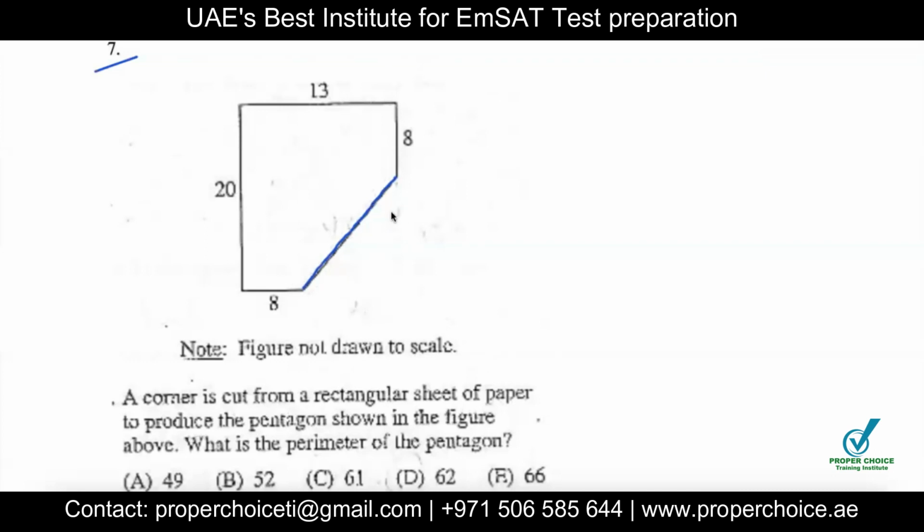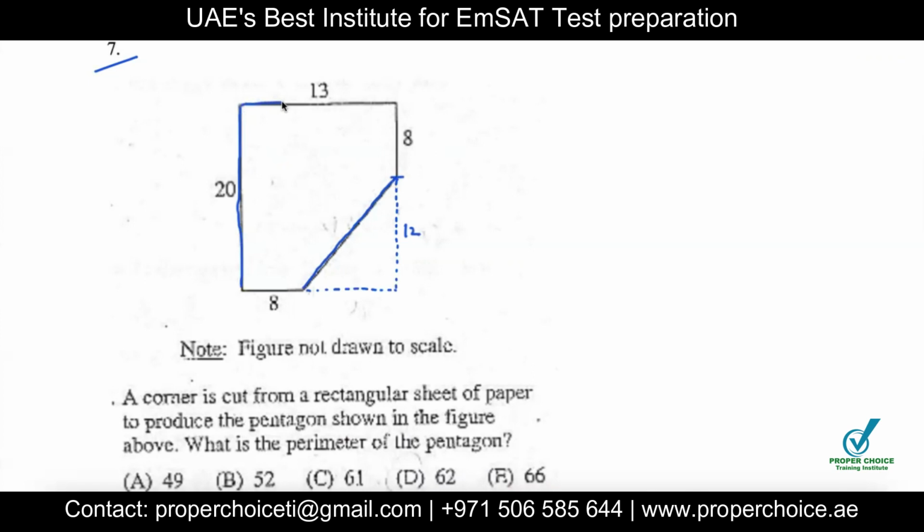What would be the length of this side? This is the corner which has been cut from a rectangular sheet, so you can see what portion has been cut. You need to find it. If you include the cut portion as well, this was the actual size of the rectangular sheet. The total length here is going to be 20, and we know that in a rectangle opposite sides are equal and parallel. If this total length is 20, this side also has to be 20. Up to here it is 8, so this has to be 12. 8 plus 12 together gives you 20.